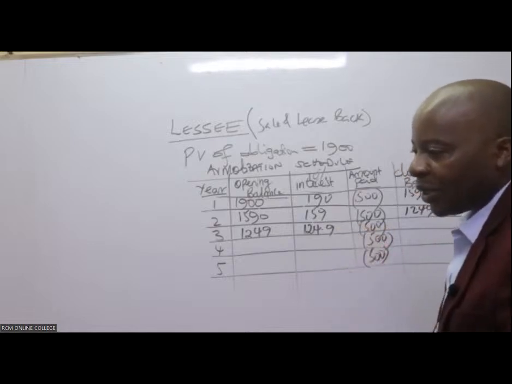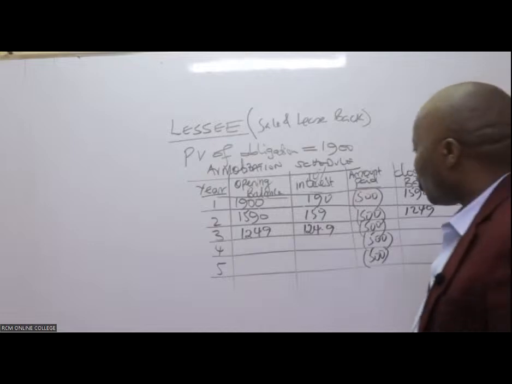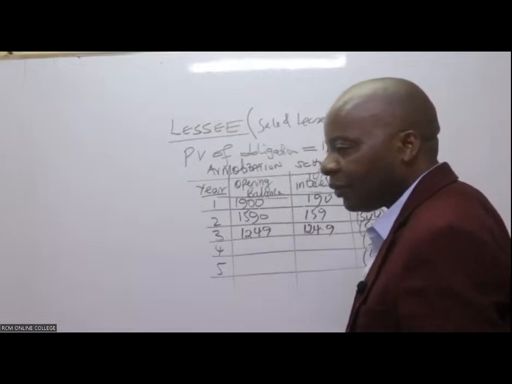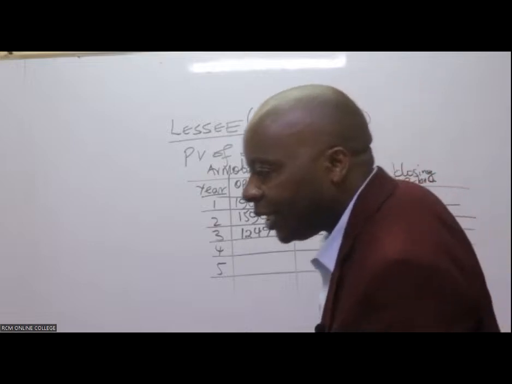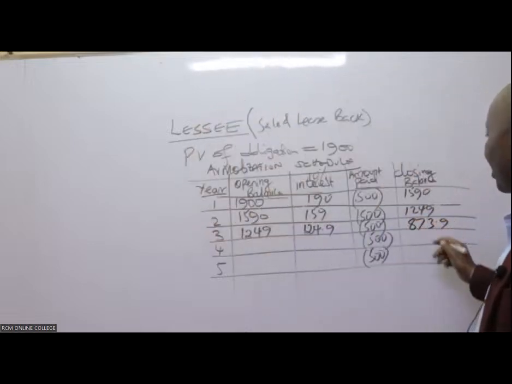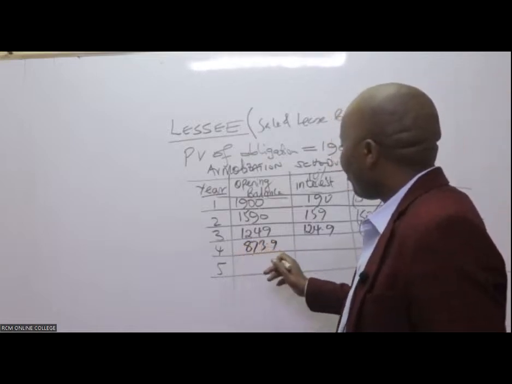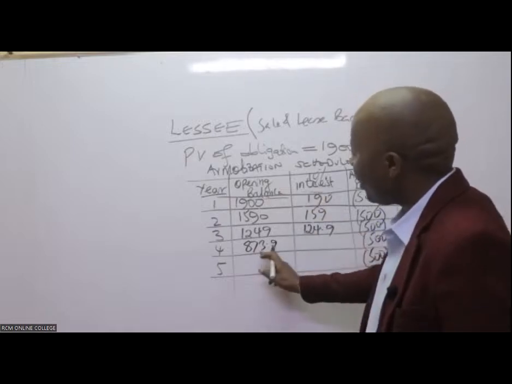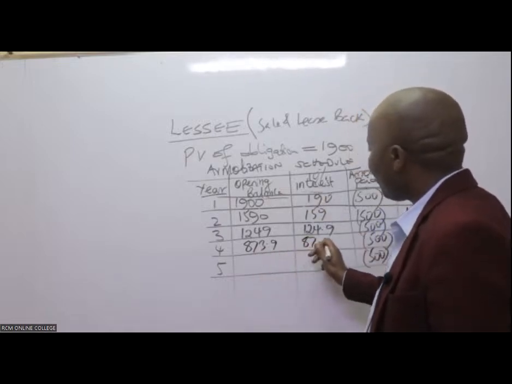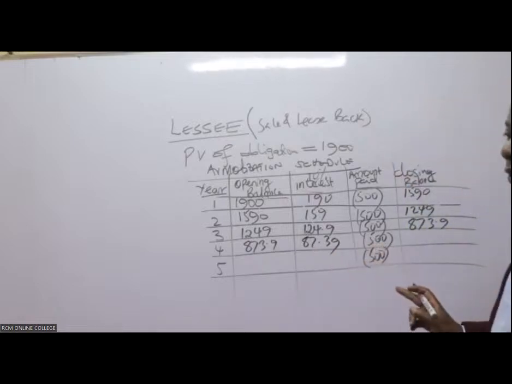Tell me what figure we are getting. I would rather we have the decimal here because there are very few. We have here 873.9. Please give me the interest, which is 10% of this amount, which will give me 87.39. So this plus 87.39 minus 500 gives me what figure?